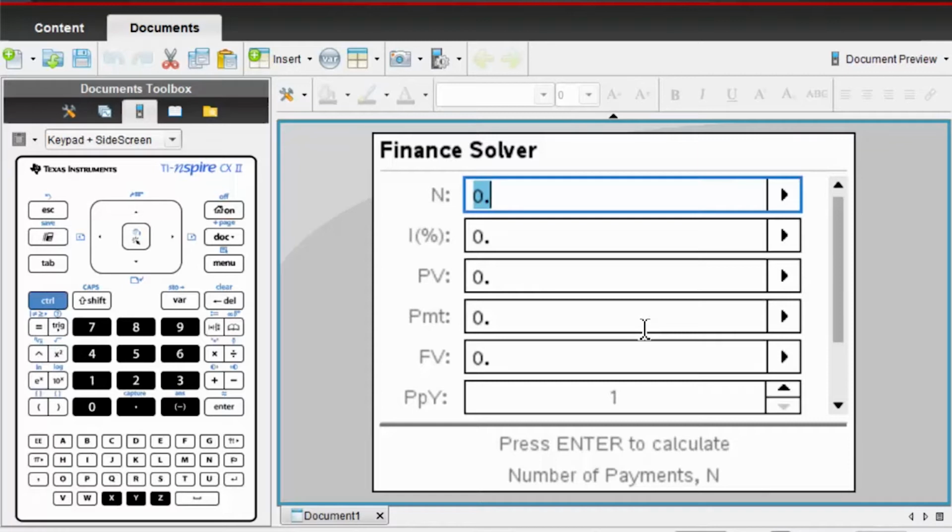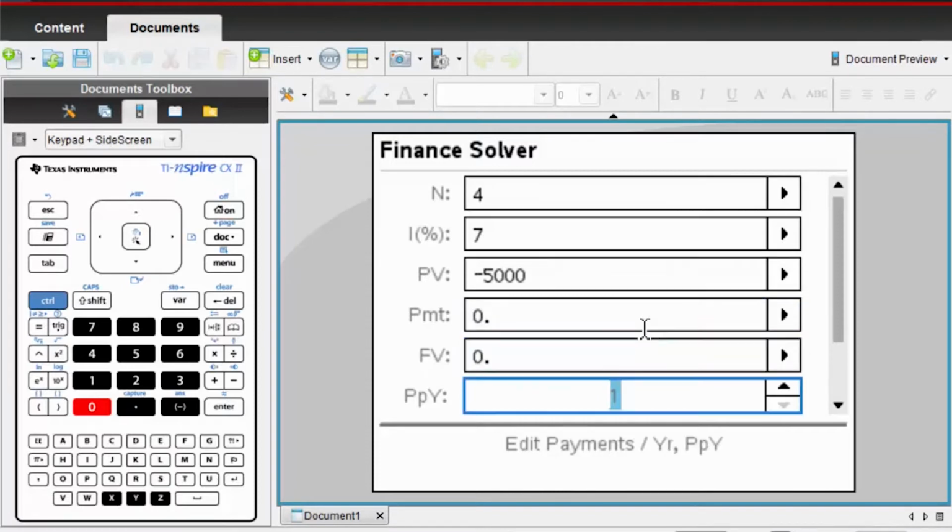So N is just as we have, which is the number of years. So this first example, the number of years was 4. Go down, the interest rate was 7%. Present value, how much we started with. Now with present value, we always put this in as a negative. So it's going to be minus 5,000. PMT will always stay as 0. Future value, that's what we're finding out. So we're going to leave it as 0 at the moment, and we'll come back to it. PPY always stays as 1, and CPY, compounding period. So our K in this question was 1, so that is going to stay the same.